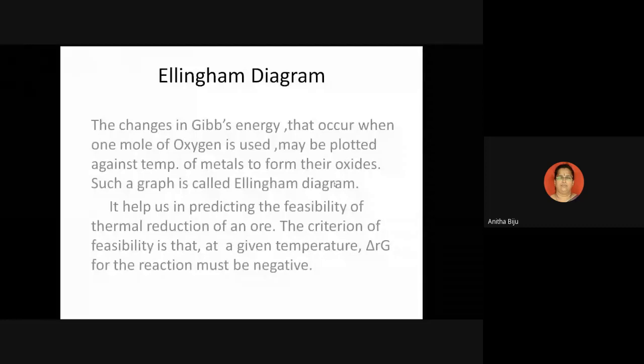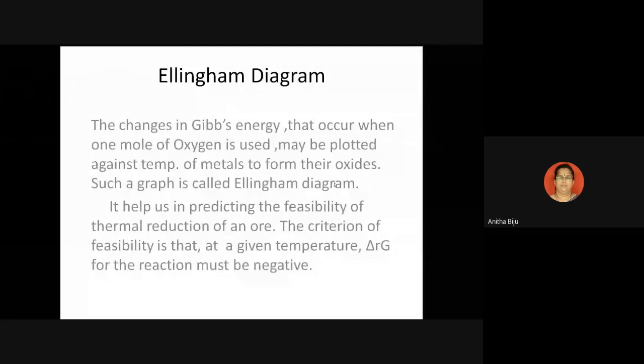Now the next sentence: what is the utility of the Ellingham diagram in this chapter? It helps us in predicting the feasibility of thermal reduction of an ore. Feasibility means whether the reaction is possible at the given temperature or not. Thermal reduction means a reduction at a particular temperature. Thermo is related to temperature. Reduction means a process of removal of oxygen. So it helps in predicting feasibility of thermal reduction of an ore.